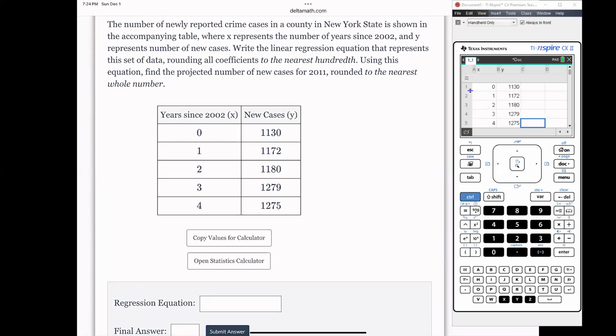I'm going to do a couple of the questions from the Delta Math assignment on linear regression, correlation coefficient, scatter plots, all that good stuff. So this is one of the questions that you're going to see from the linear regression.